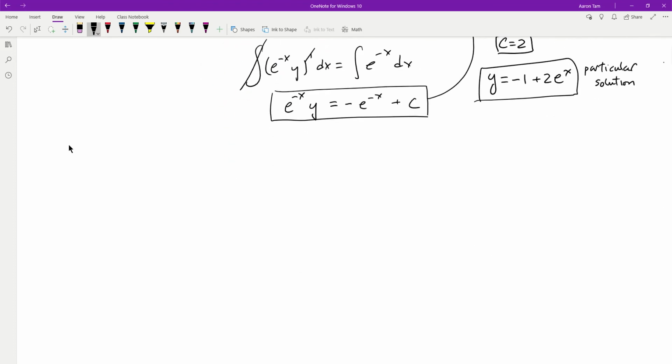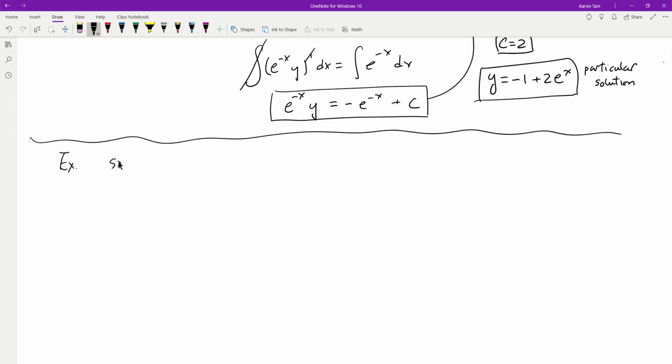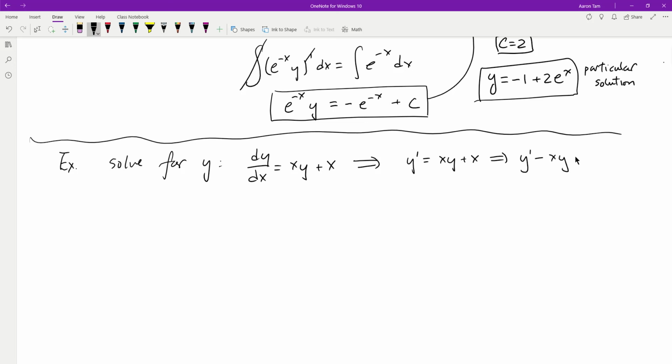Now, let me give you another example very similar to this one. So let's say solve for y. And here's our differential equation. dy over dx equal to x y plus x. Okay. So just like before, we're going to try to rewrite it into normal form, or normalized form. That will be y prime equal to x y plus x. And then I'm going to go ahead and move the x y over. So y prime minus x y equal to x.